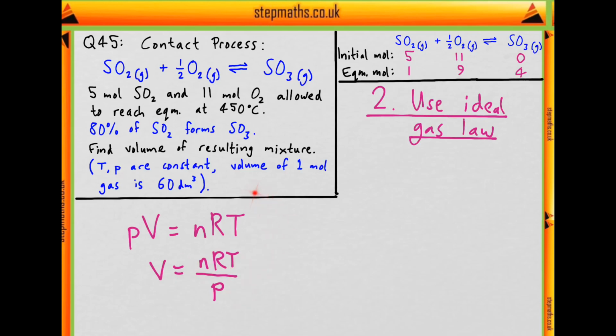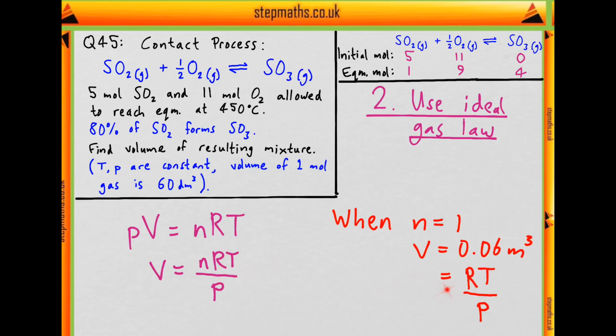And so what we're told is that the volume of 1 mole of gas is 60 decimeters cubed, but I always like to change the units to meters cubed, because I find that it makes the whole thing simpler and makes it very hard to make unit errors. So let's write this down. When n equals 1, that's 1 mole, V is 0.06 meters cubed, where I've just divided 60 by 1,000 to get the units. And using the law, we substitute n equals 1 into this to get RT over P as being equal to 0.06 meters cubed.